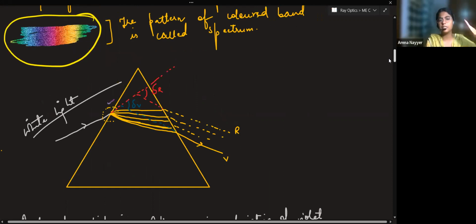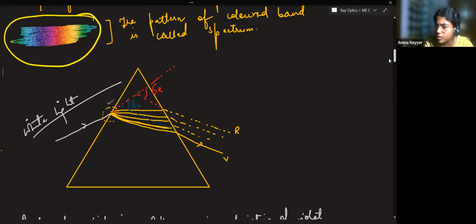So what happens is basically this bends. There's a bending of light because refraction is occurring. So red color will deviate by its own angle and violet color will deviate by its own angle, and those angles will not be equal. Then only will we be able to see all the colors separately. Otherwise, it would have been white light. So this is basically the phenomenon of dispersion through a prism.